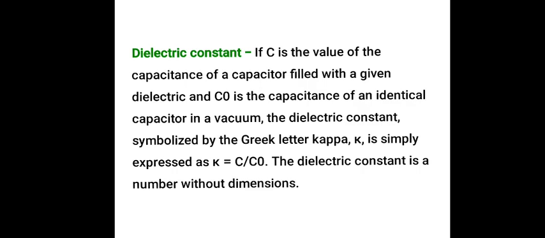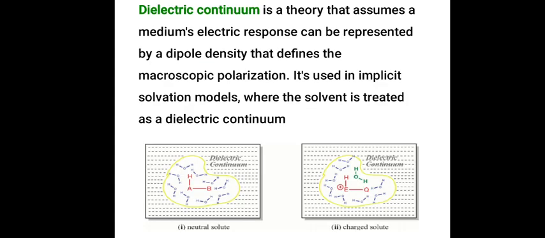So what is dielectric constant? It is represented as kappa K and is expressed as C by C naught, where C is the value of capacitance of a capacitor filled with the given dielectric and C naught is the capacitance in vacuum. So dielectric constant is C by C naught.